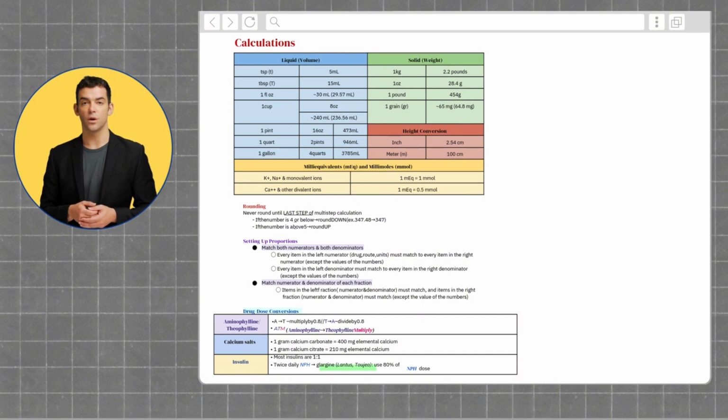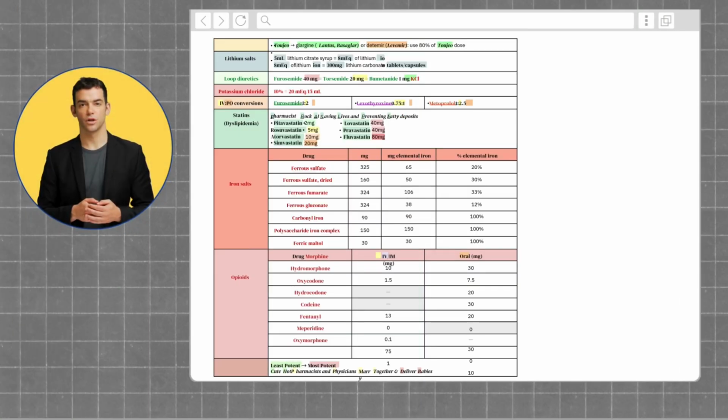For calcium salts, 1 gram calcium carbonate equals 400 milligrams elemental calcium, and 1 gram calcium citrate equals 210 milligrams elemental calcium. For insulin, generally most insulins are a 1-to-1 ratio, but there are a couple of exceptions. When switching from twice daily NPH insulin to glargine insulin, you want to use only 80% of the previous NPH dose. When going from twice daily NPH to insulin glargine or detemir, then you would use 80% of the NPH dose.